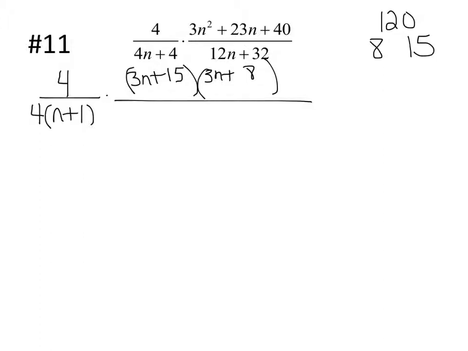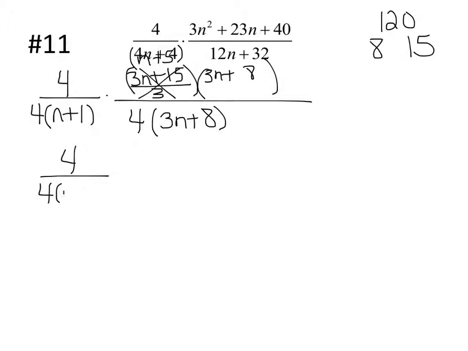Then look at your houses and see if they have anything in common. This house has a 3 in common, so you divide it out, which is going to give you n plus 5 instead of that. And then down here, I've got 12n and 32. And the only thing that can come out of that is a 4, which is going to leave me 3n plus 8. So let's rewrite this just so you can see it better.